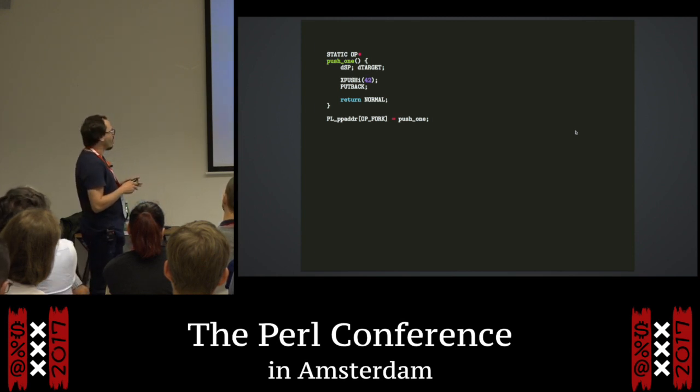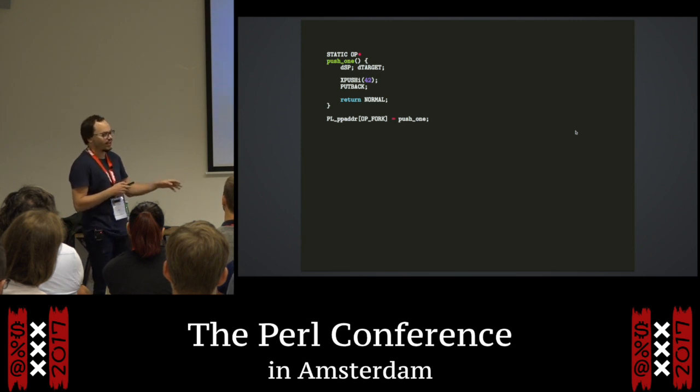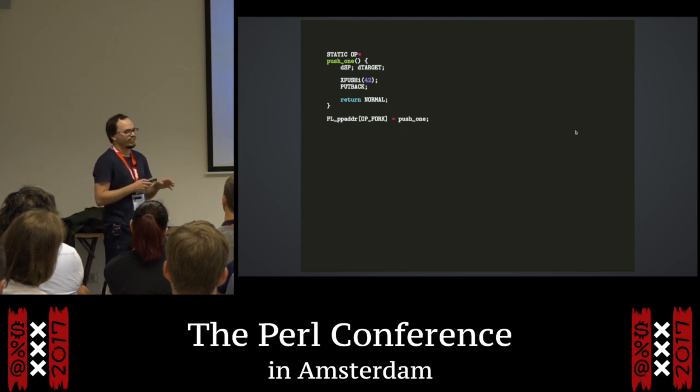So we have to change those opcode handlers one by one. But if we just say to Perl, do nothing instead of this, do nothing instead of this, do nothing instead of this, we will very soon encounter a segfault.